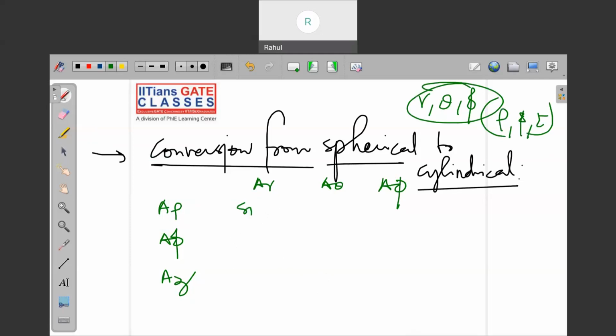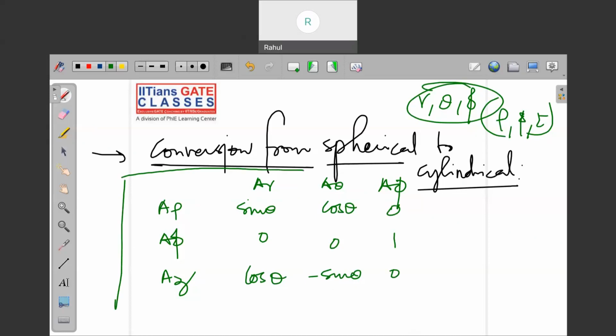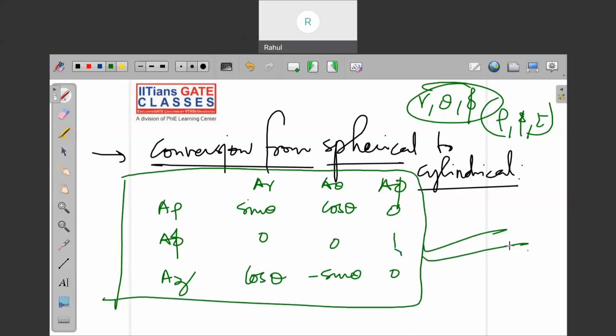So this is sine theta, 0, cos theta, 0, minus sine theta. You can differentiate sine theta and you will get minus sine theta here, and 0 1 0. So only you have to keep this in mind, and you will go ahead. Understand? Right.